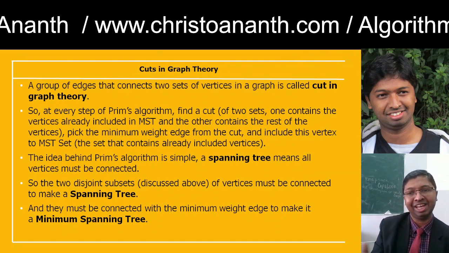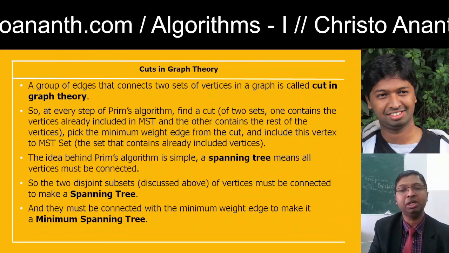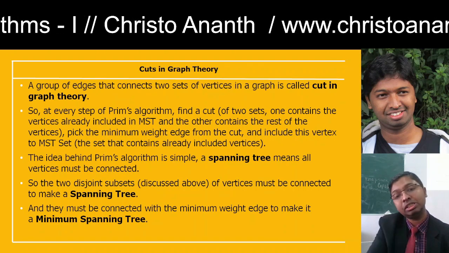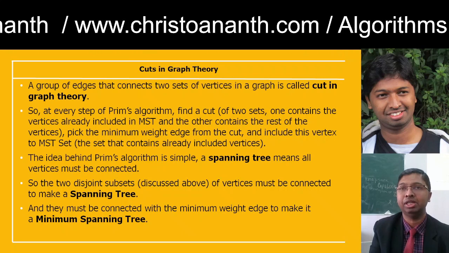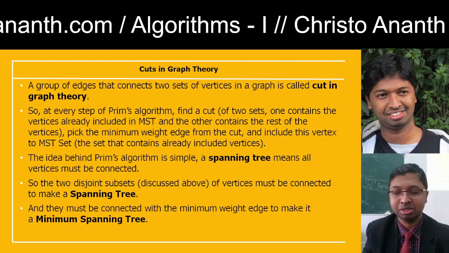The idea is that in a spanning tree, all of the vertices should be connected. Two disjoint subsets can be connected using this spanning tree, and you have to find the minimum weight edge. That is the reason you call it the minimum spanning tree.